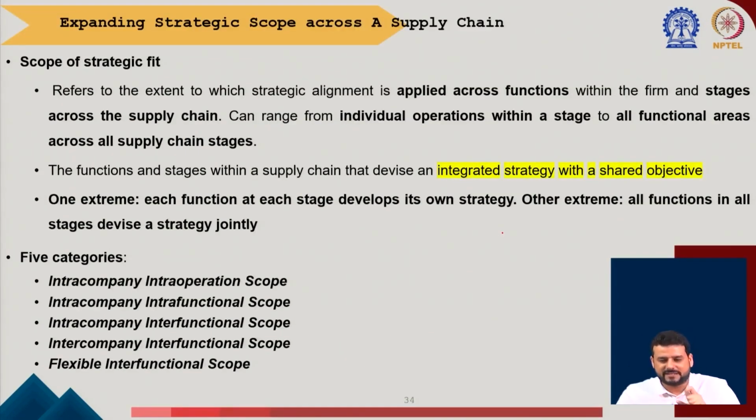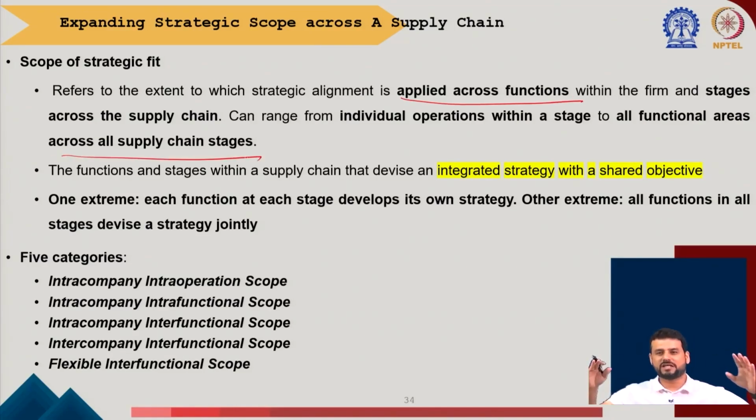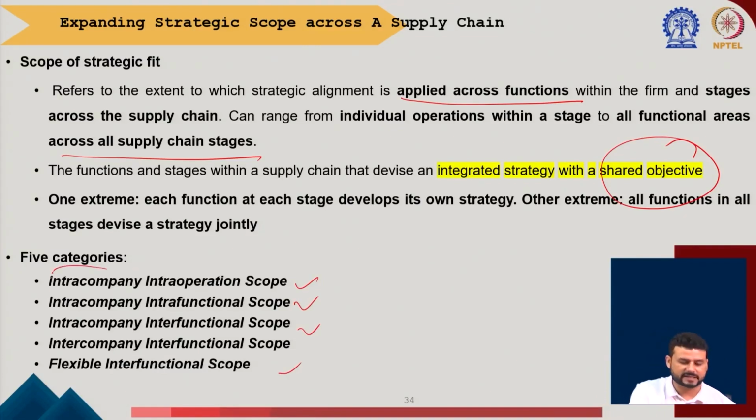Now, expanding the strategic scope of a supply chain. So we can see how we can expand that. This is not a limited scope to one functional department or one operation or one stakeholder. This should be across all the functions, across all the supply chain stages, across all the stakeholders. Shared objective is the main motto of expanding the strategic scope. We will see five different strategies: intra-operation scope, intra-functional scope, and so on. But first we will understand the meaning of intra-operation, intra-functional, and then inter-company, inter-operation, inter-functional.